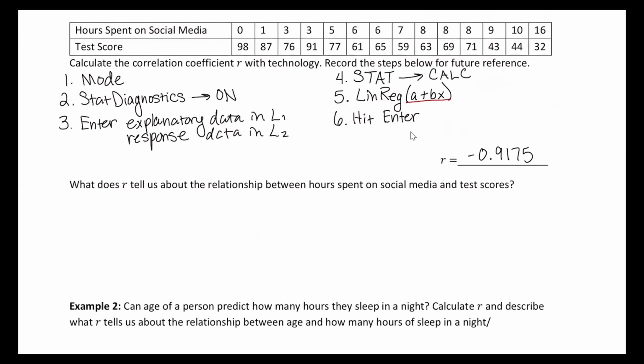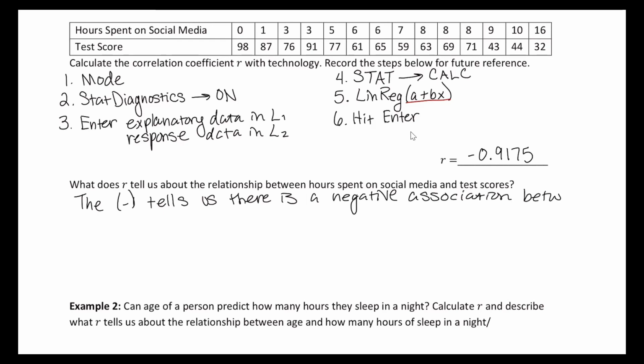So knowing that we have this correlation of negative 0.91, that is pretty close to a negative 1. And in particular, the negative sign tells us that there's a negative association. And that negative association is between hours on social media and test score.